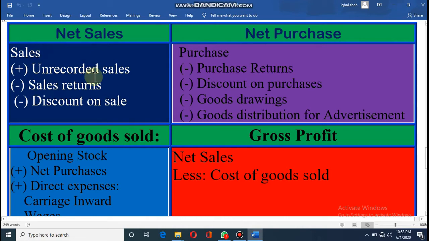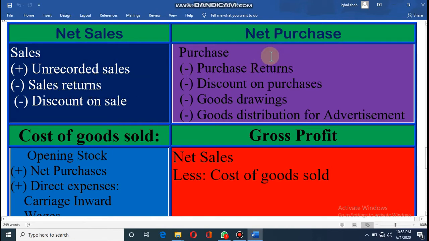So how can we find out net sales? You have to memorize the formula, dear student. Sales plus unrecorded sales, less sales return, less sales discount. Then you will find out the net sales. All information will be given in the question. Just find the information from the question, write it, and write the answer. Addition and subtraction, dear student, very easy.